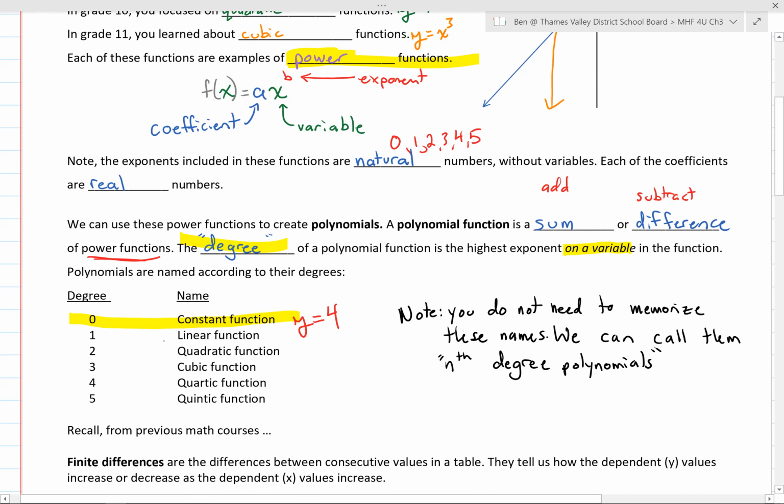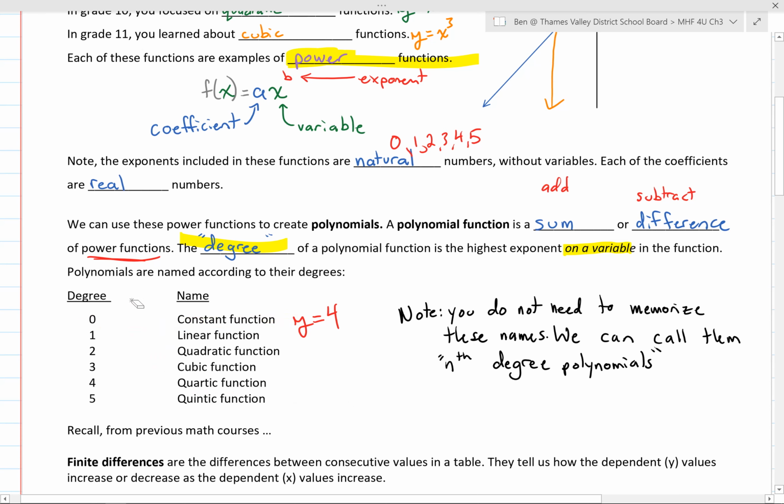Our linear function, again, you've seen that term before, a quadratic, a cubic. If the degree is 4, we have a quartic function. If the degree is 5, we have a quintic function, etc. The names will continue for a long time, but we don't necessarily need to memorize these names. We don't need to know all of these names as they go on. You should be familiar with a linear, a quadratic, a cubic, and probably a quartic.